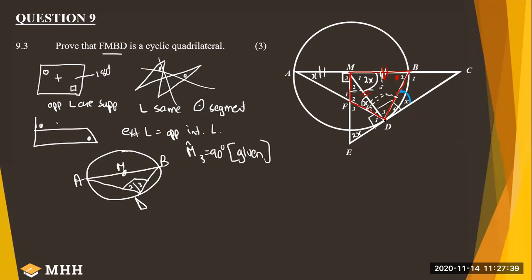Then I'm going to say D2 plus D3 is 90 degrees, angle in a semicircle. If there's anything that you can't see, please, you're welcome to ask. That's 90 degrees, angle in a semicircle. Therefore, FMBD is a cyclic quad.